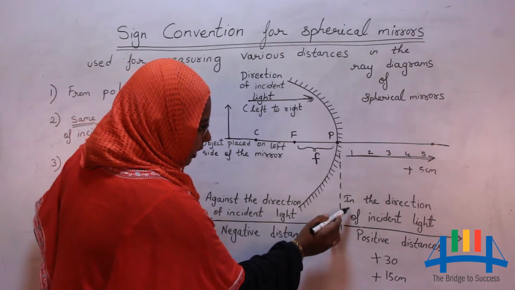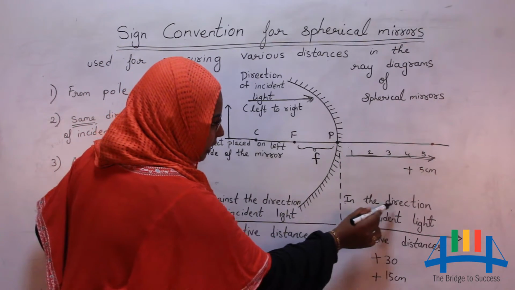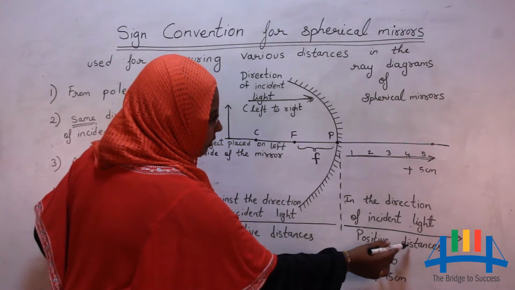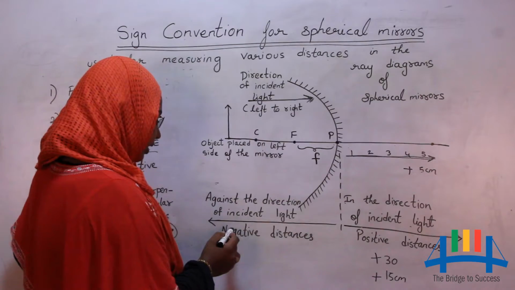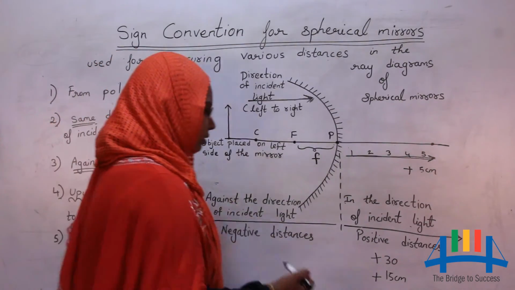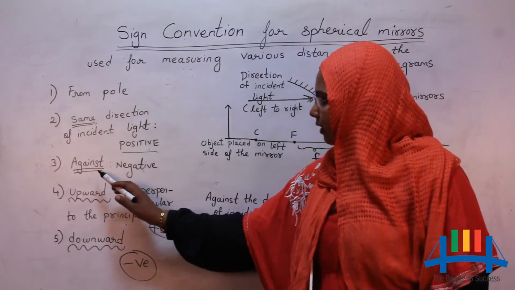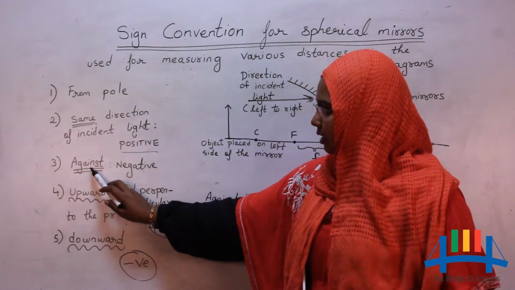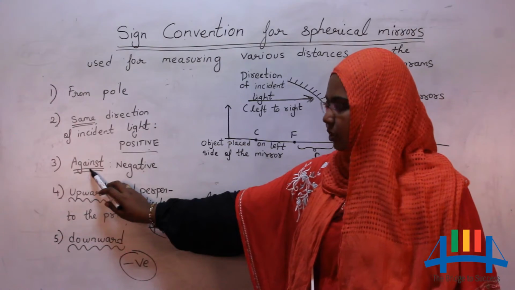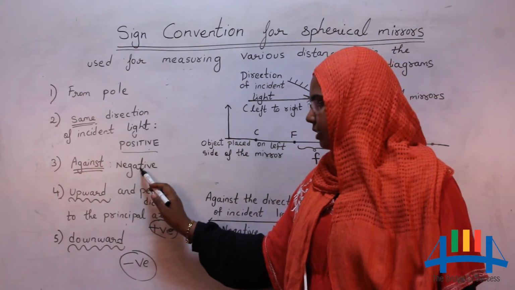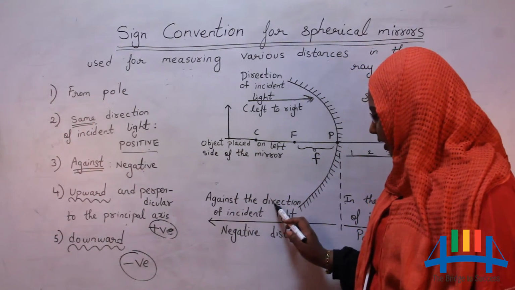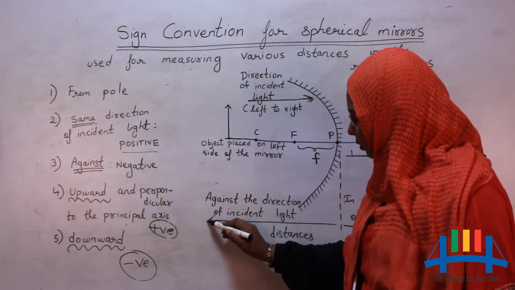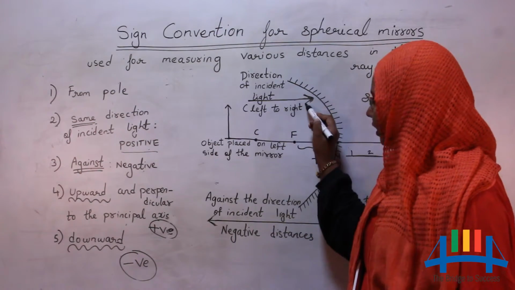You can see here, if the distances are measured in the direction of incident light, then that distance is called as positive distance. And the third one is against. If the distances are measured against the direction of incident light, then we write it as negative. Against the direction of incident light, negative distance. So you can see this arrow and this arrow, they are against.